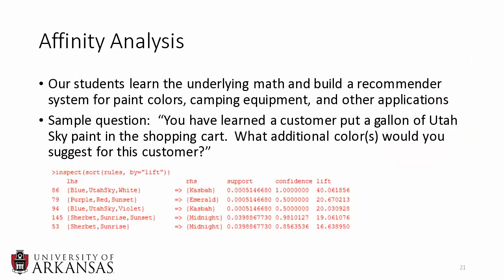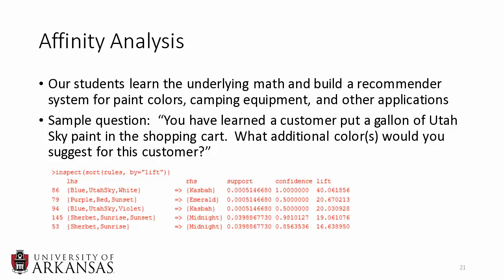Our students learn the underlying math of affinity analysis, and they build a recommender system for paint colors, camping equipment, and other applications. A sample question here would be: you've been given a lot of data from a paint store about what colors of paint people had in their shopping carts when they checked out. You've learned that a customer put a gallon of Utah Sky paint in the shopping cart. For those of you who don't know this, Utah Sky is blue, a beautiful bright blue paint color. What additional colors would you suggest for this customer?